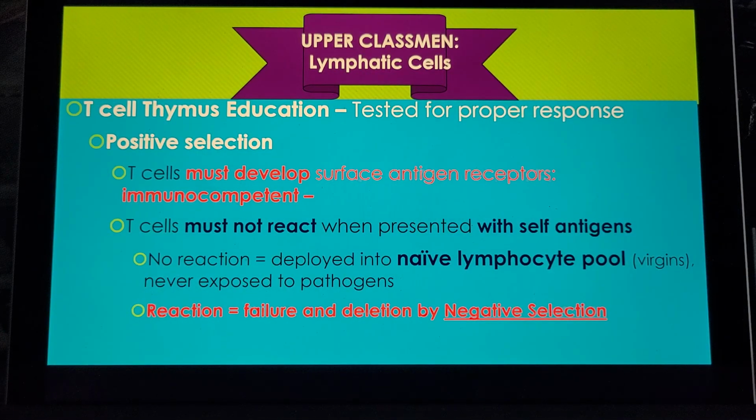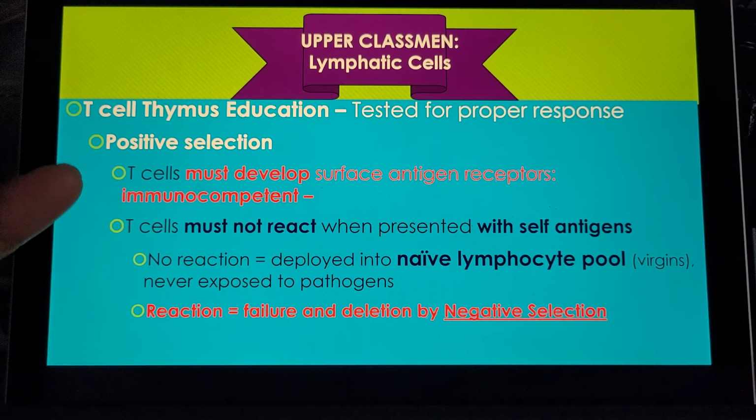So when they are in boarding school, they possibly go through two different tests. So making sure that they only respond to a foreign antigen. So first thing is positive selection. That is where they must develop the ability to detect the foreign pathogens off of an antigen presenting cell.